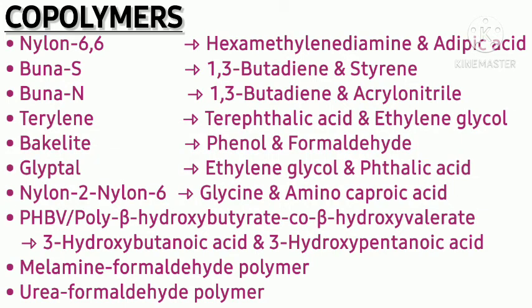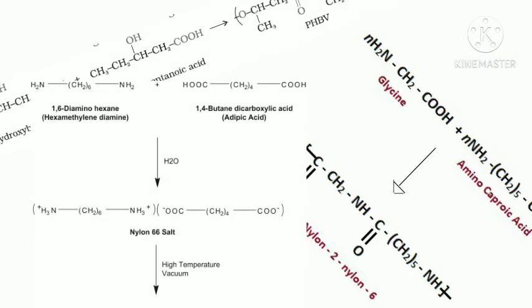The last two polymers are melamine formaldehyde polymer and urea formaldehyde polymer. Specific names for these polymers have not been provided, so it's enough to remember the names of these polymers by the names of their monomers, which are melamine formaldehyde and urea formaldehyde respectively. So these were all the homopolymers and copolymers which have been mentioned in the NCERT textbook, and I hope this video will help you to remember the monomers for the respective polymers easily.